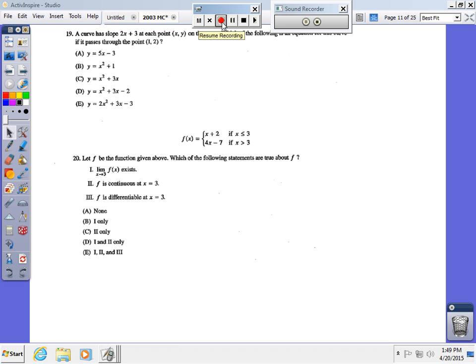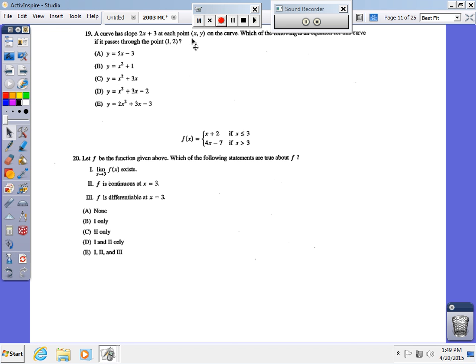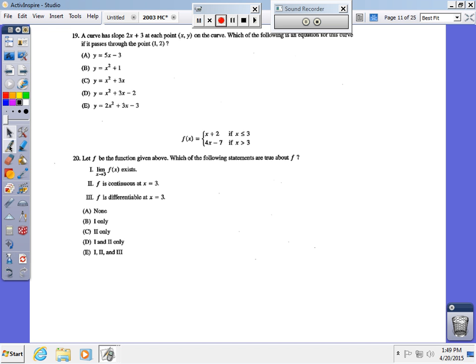Okay, number 19. A curve has a slope for every point on the curve. Whoops, excuse me. A curve has a slope, so that means that's the derivative everywhere. So y prime is equal to 2x plus 3. Which of the following is the equation of the curve that passes through the point? So we're going to integrate that and evaluate it at f of 1 is equal to 2.